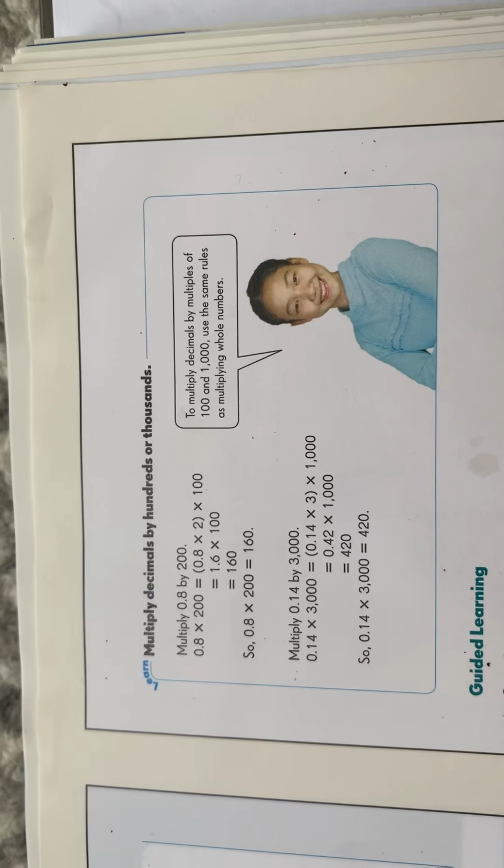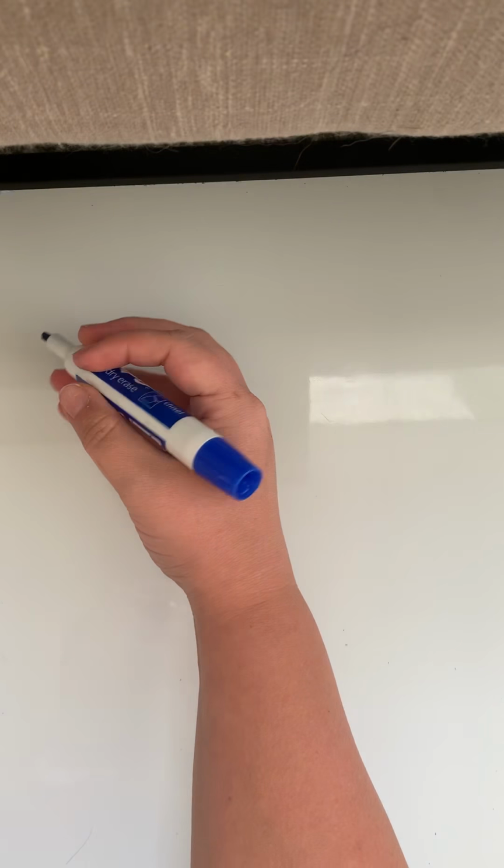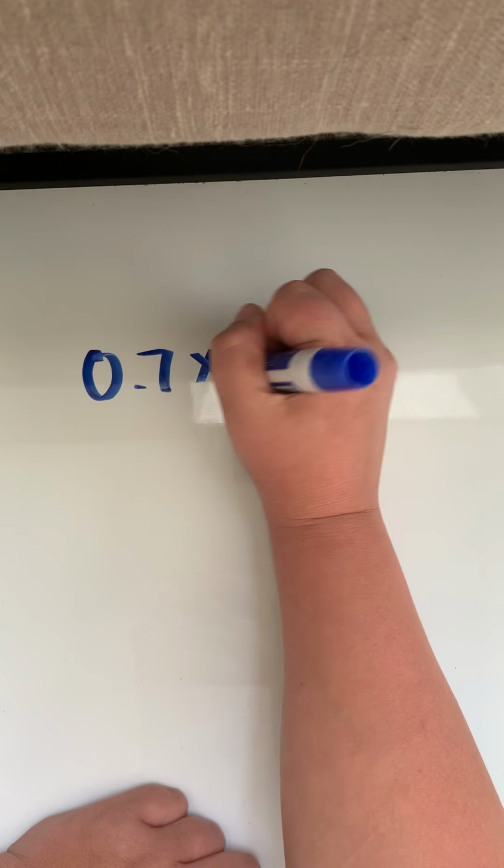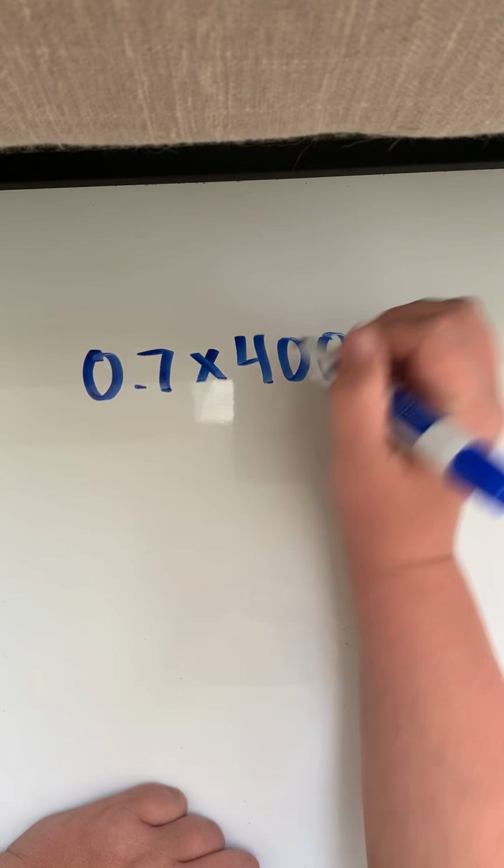Let's go ahead and try some together. Go ahead and get out your whiteboard or your piece of paper, and we're going to work through some of these together, okay? So look at your textbook. Let's look at number 31 underneath guided learning that says complete. So let's write this down. We have 0.7 times 400.